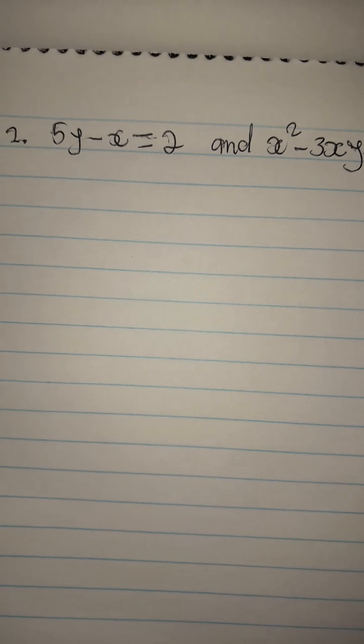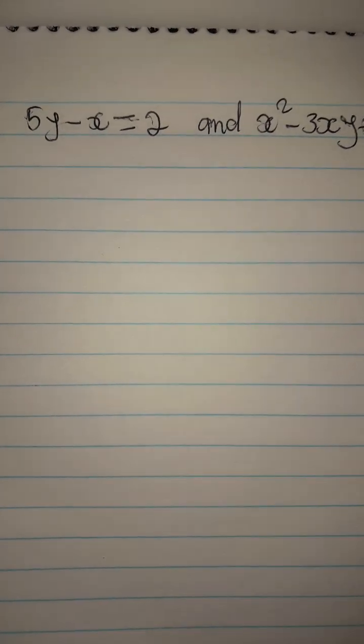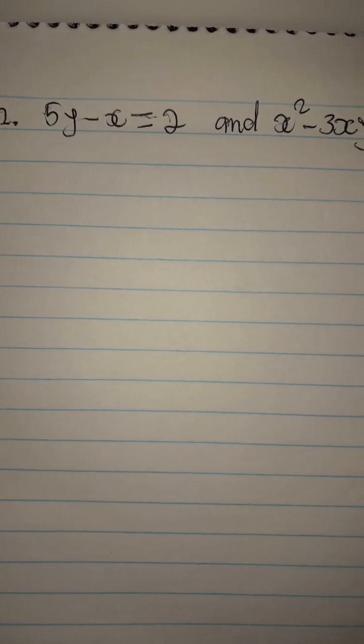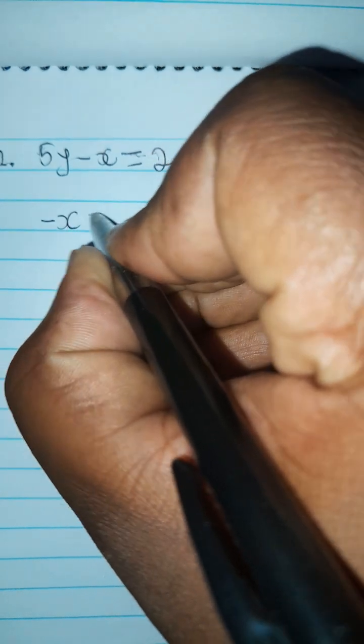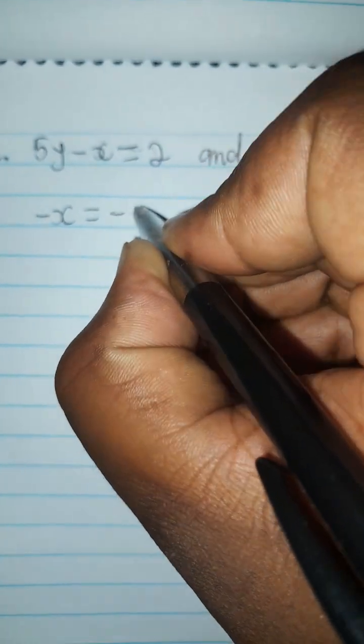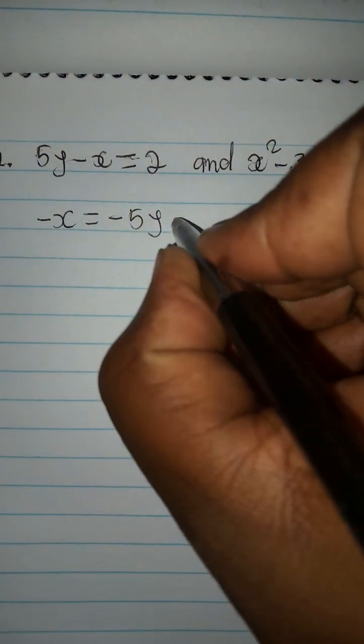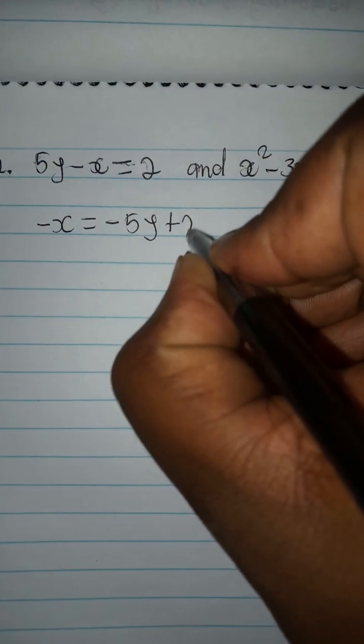5y minus x is equal to 2, and we're also given a quadratic equation. So what we could do is always choose the linear equation in this case. You could make x the subject or y the subject, but I prefer to make x the subject of the formula. Let me transpose y to the other side. So this will be negative 5y, and since it's positive, transposing gives negative 5y plus 2.